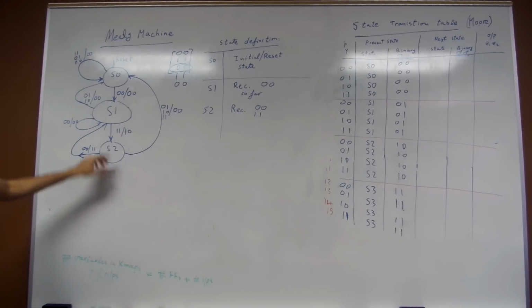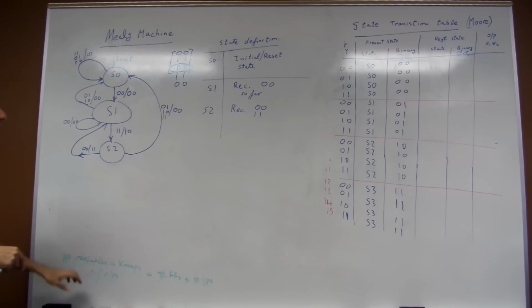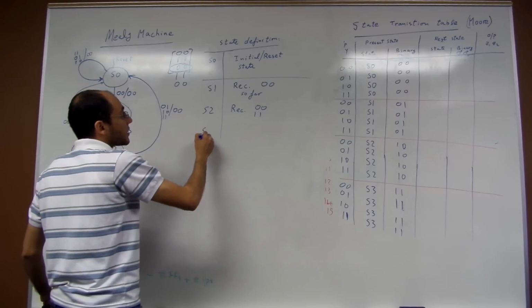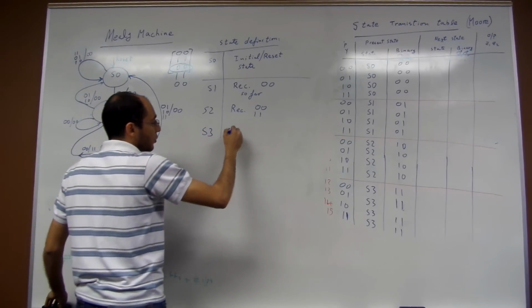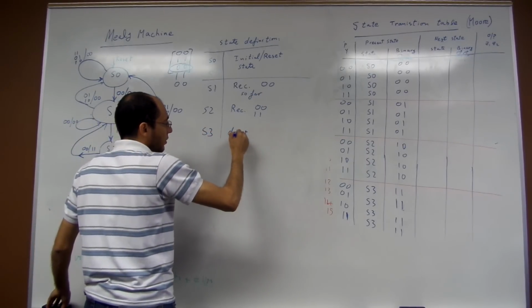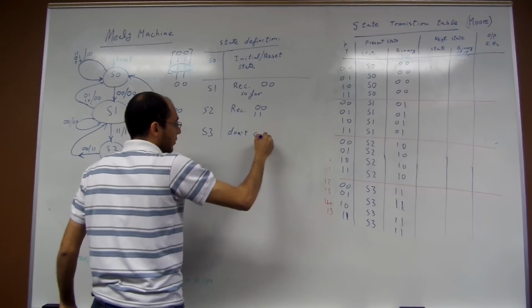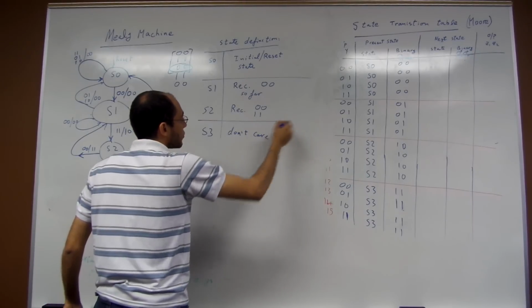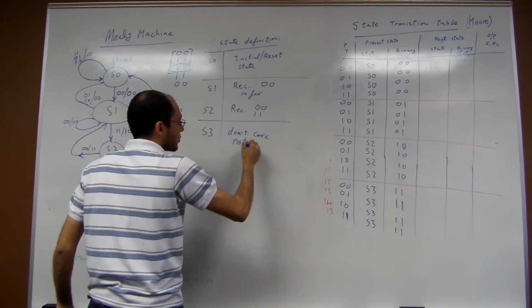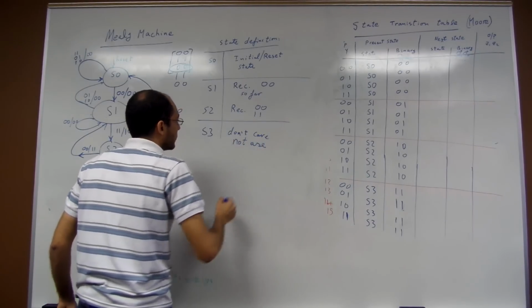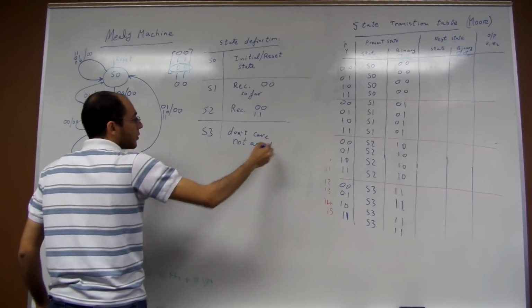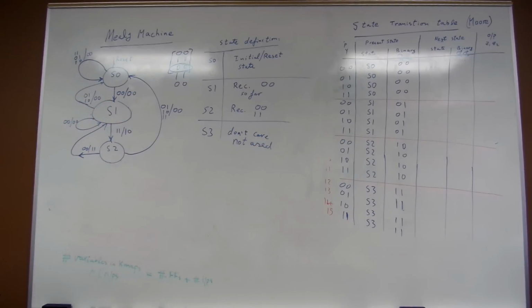The Mealy machine has S0, S1, S2, and does not have any S3. And that is why in the state definition table, S3 is don't care. I don't care what the value of the state is. Okay, I'm not going to use it. Not used. Okay, not used. Alright, so back to the assignments.